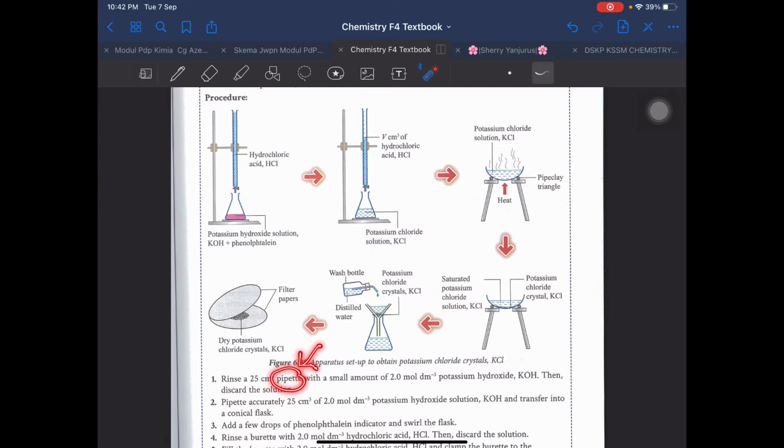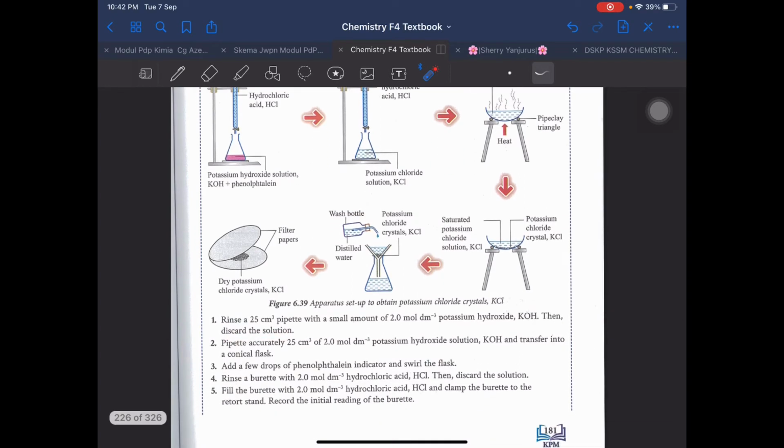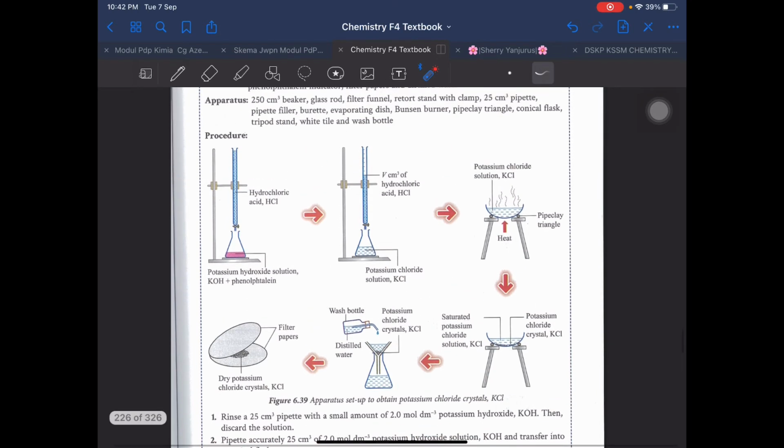Impurity. So, apa kita buat? Kita bilas dulu the pipette. So, after you bilas, discard the solution. Buang dari dalam pipette. Pipette accurately 25 cubic centimeter of potassium hydroxide and transfer into conical flask. So, this is what you have in the first picture. Okay? Kita guna pipette sebab ngam-ngam 25 cubic centimeter. Pipette ke dalam conical flask.